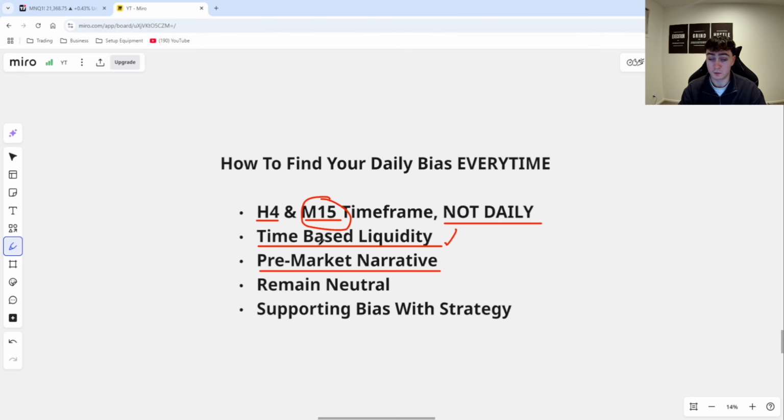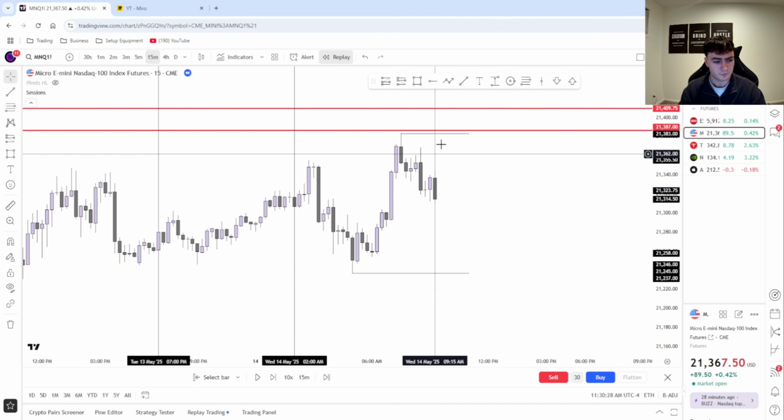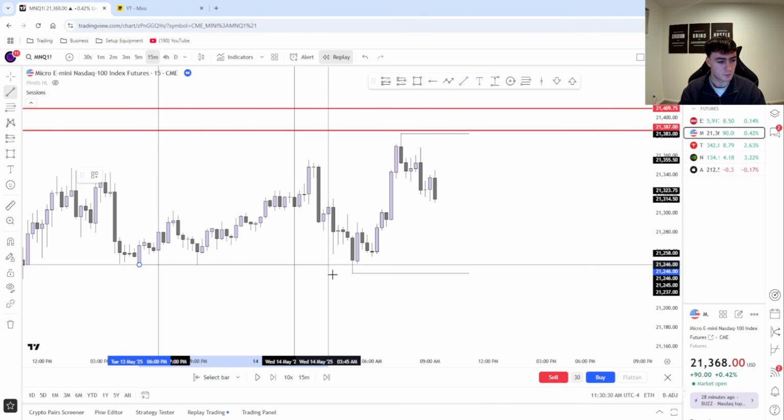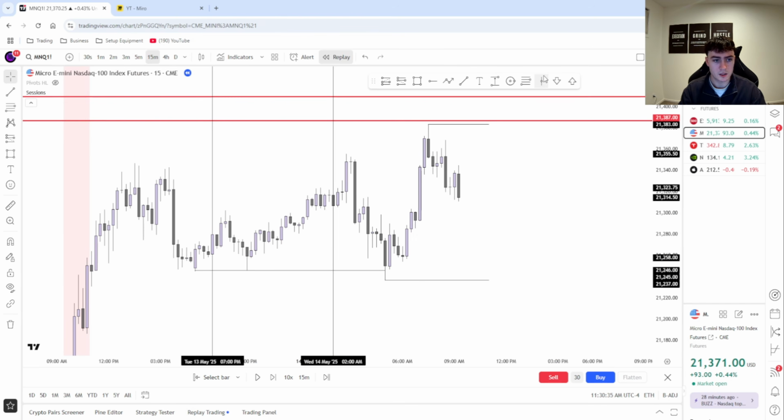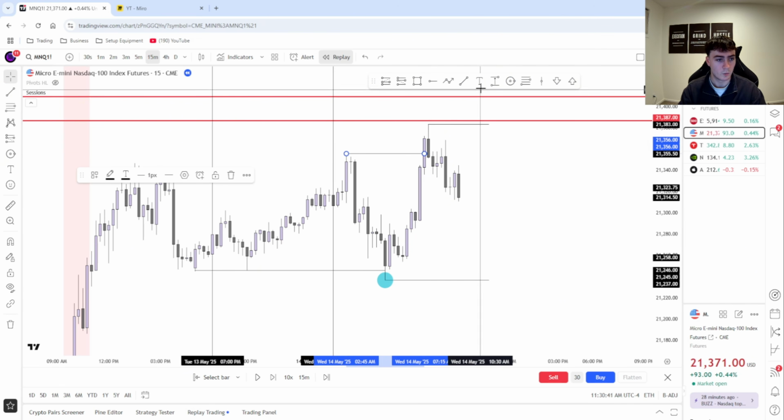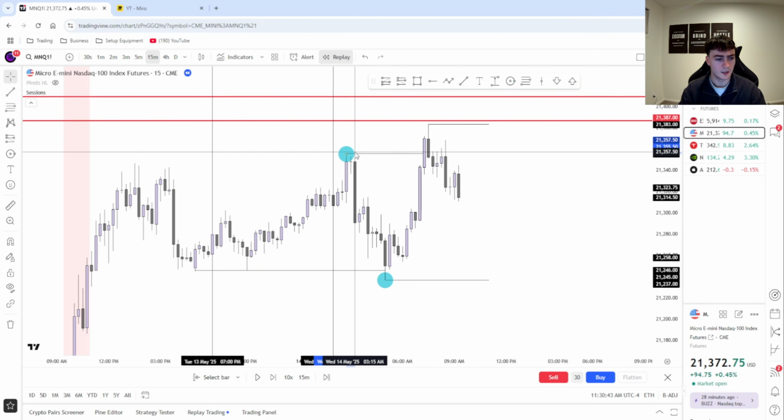So now that we've got our time-based liquidity, let's get a bit of pre-market narrative. All right. So after we swept this low, this is what we want to do. All right, what's happening in this session? It looked like we swept this low right here, and then we were able to create a little uptrend and take out this high over here. Once we sort of did that, it leaves it a bit more obvious.